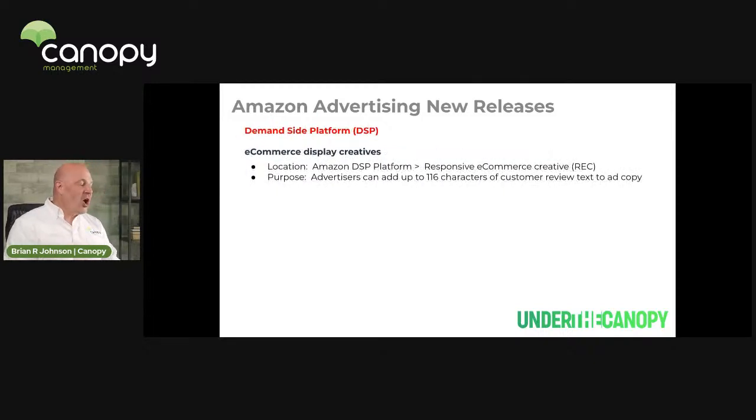Now, on Amazon's demand side platform, I highly encourage you, if you're running, I would say at least, let's just set an arbitrary number of 50,000 a month in total sales on Amazon.